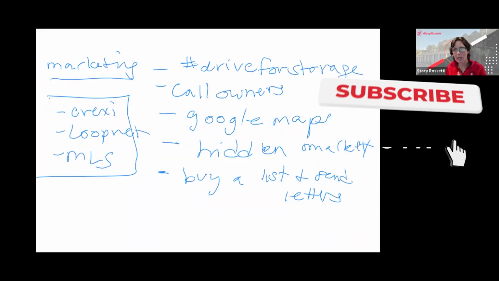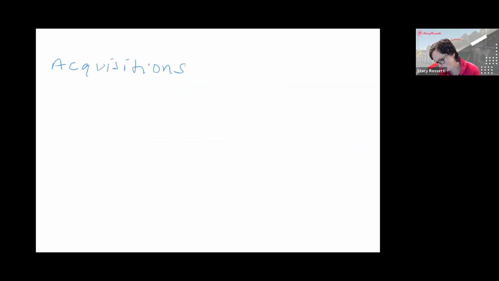Right, so now we've got our marketing going. We start calling and talking to owners, and we start getting some people that want to sell, and now we have to put this thing under contract. That falls under acquisitions. Under acquisitions, first of all, you have to get all the details about the deal so you can analyze it. So you need to do deal analysis.